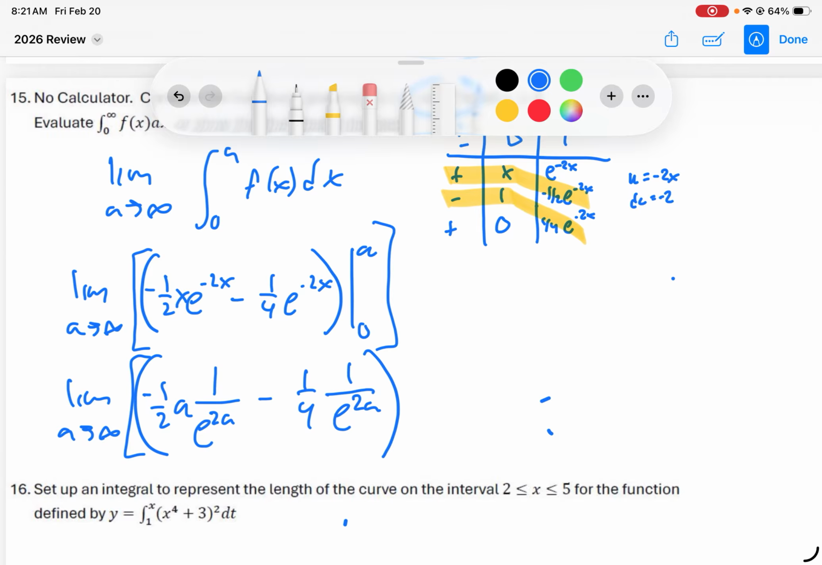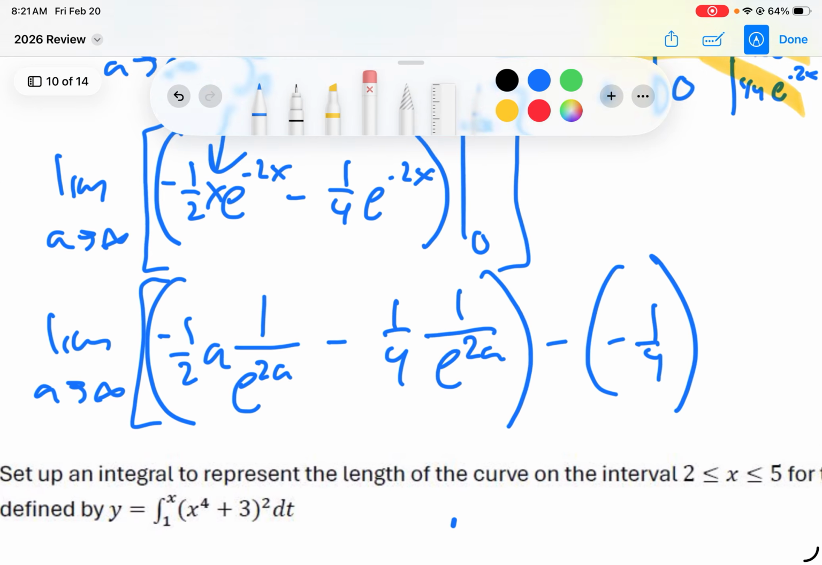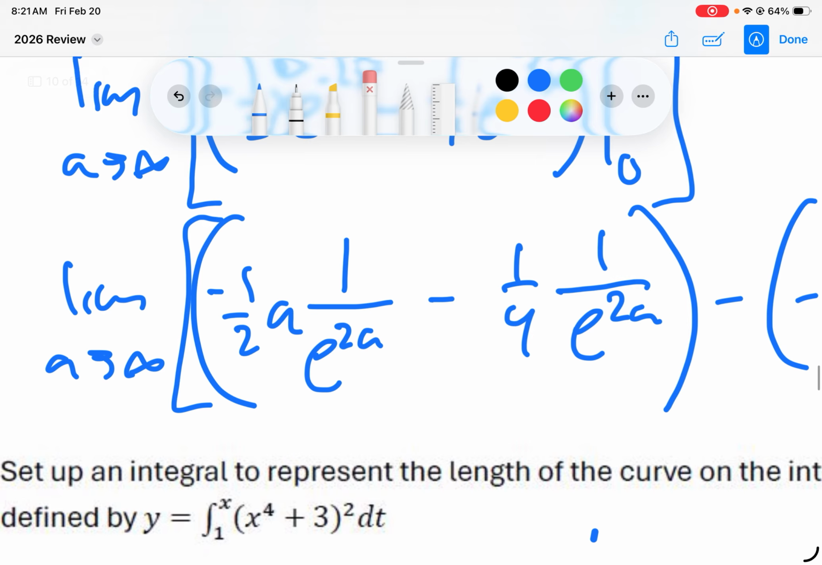That's when I could plug in a. If I plug in 0, so minus, okay, 0 times that wipes that one out. Negative 1/4 e to the 0 is just 1. So it would be that. All right, limit as a approaches infinity. Plug in a up here.